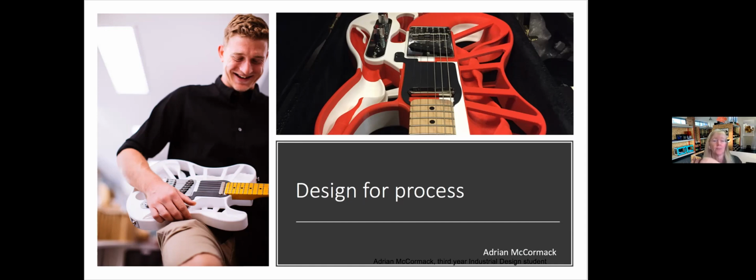So when I'm teaching my students, this is third-year student Adrian McCormack, who's an undergraduate. It was for a client, actually for a blues festival in Australia. He was designing a guitar, and he had to redesign it differently. The white one is for selective laser sintering, and then the red and white one is for fused deposition modeling, or fused filament fabrication, as it's now known. And they were very different designs. Although the outcome is similar, they were actually extremely different.